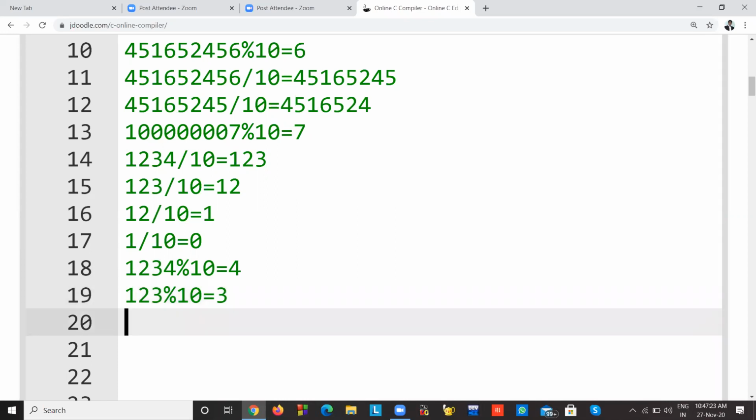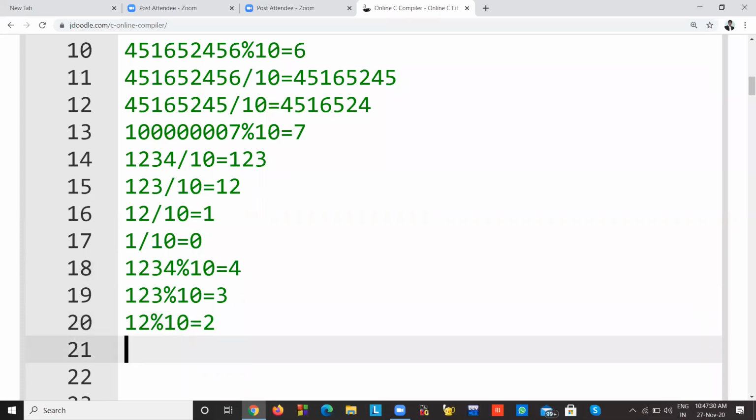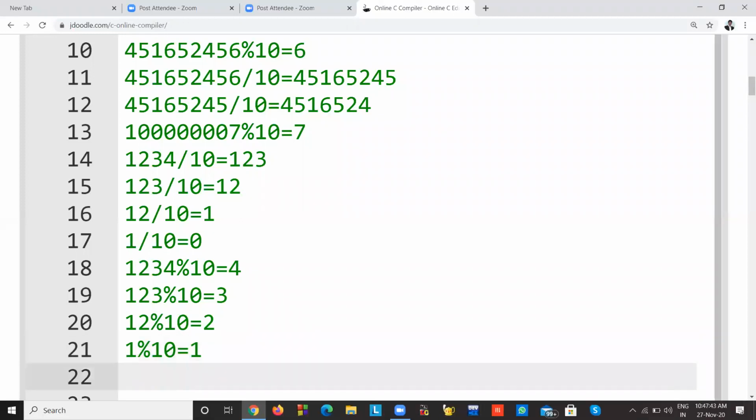123 mod 10 is what? It's a 3. Now 12 mod 10 is what? It's a 2. Okay, next 1 mod 10. Modulo operation with 10 always gives the last digit. Here the first and last digit is only 1. First digit is 1, last digit is also 1. So 1 is the answer. Got it? This is useful in future classes, so that's why I discussed it now. Okay, fine.